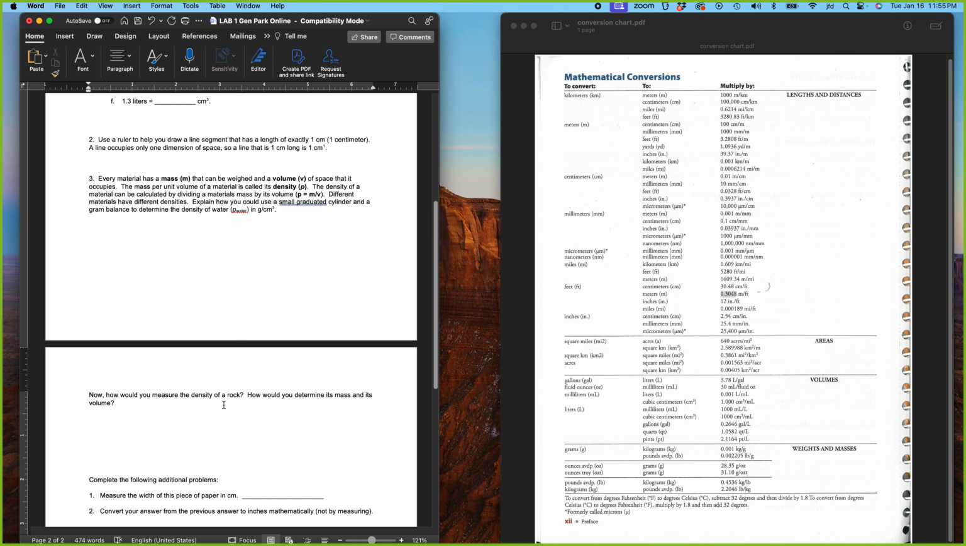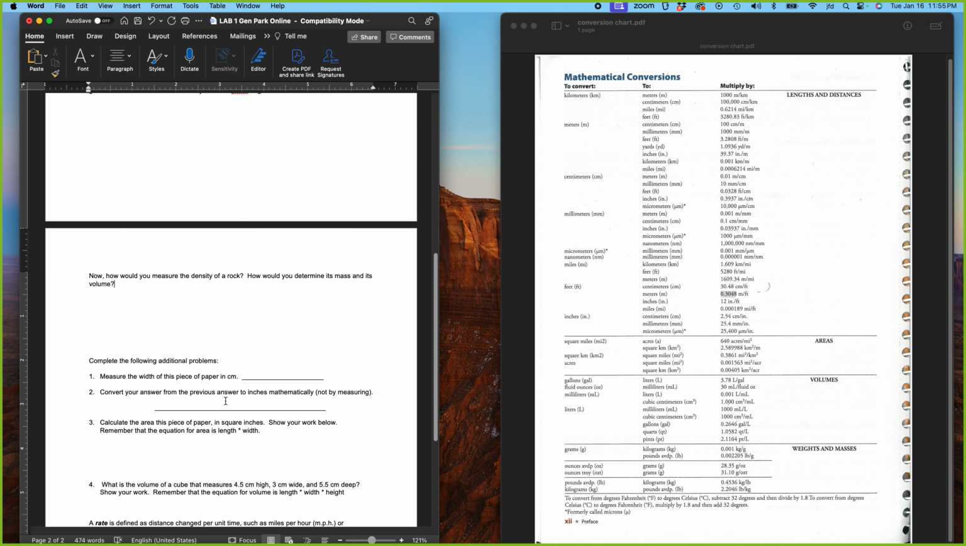But then how would you measure the volume of a rock? You can't just take a rock and throw it in a graduated cylinder. Rocks aren't liquids, right? They are rock shaped. So how would you do that? Think about how you would measure the volume of a rock and how you would measure the mass of water. Those are the two questions there for you in part 3, all right?